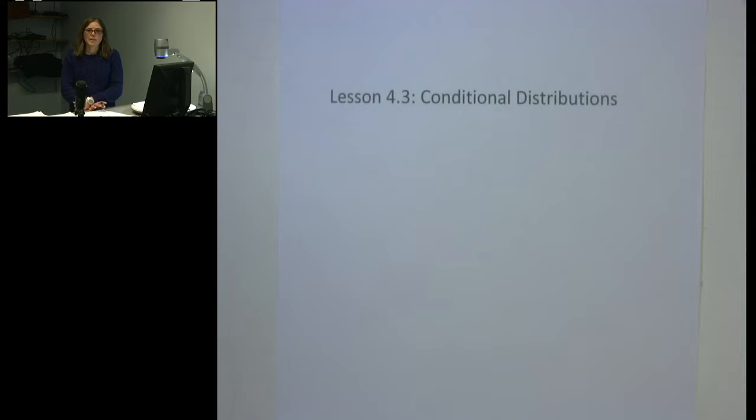Good day. We are here today to talk about section 4.3, which is the last of 3 sections in chapter 4, talking about bivariate distributions of discrete random variables.